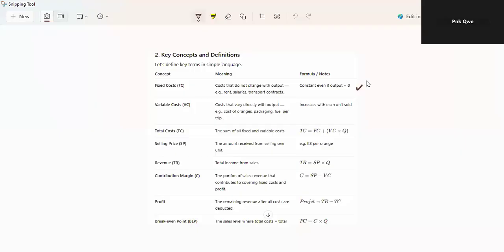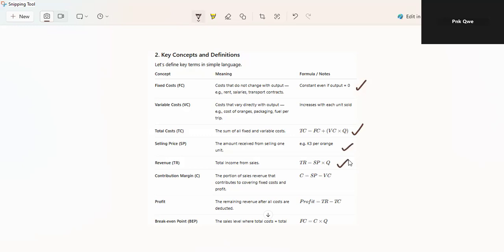They're constant. The variable costs are simply costs that vary with output. They increase with each unit sold. And total cost is simply fixed cost plus variable cost times quantity. Selling price is simply the amount received from selling a unit, for instance, 3 kwacha per orange. Total revenue is the income that comes from the sales. It's simply given by the selling price times the quantity.